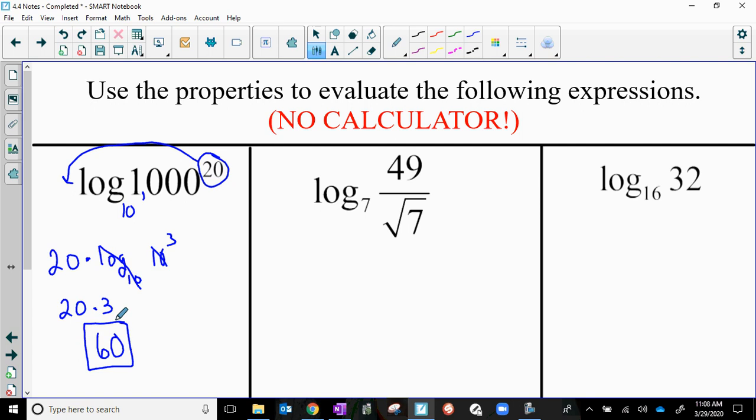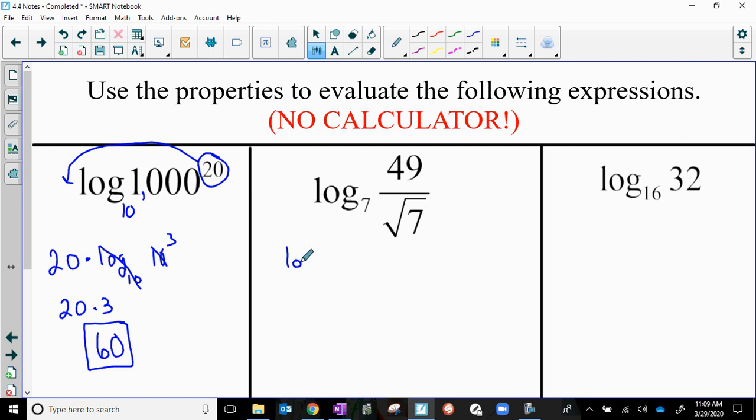Let's take a look at this one. What we're doing here is expanding. The first couple of problems we were condensing. Now we're expanding. So this is a weird little fraction here. But I know 49 is a power of 7. I know the square root of 7 is a power of 7. So let me rewrite it.